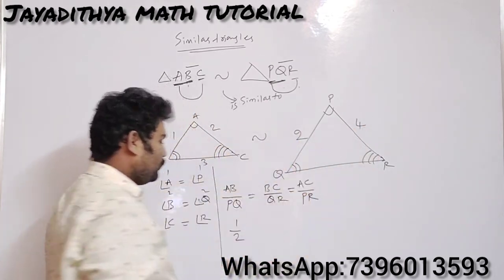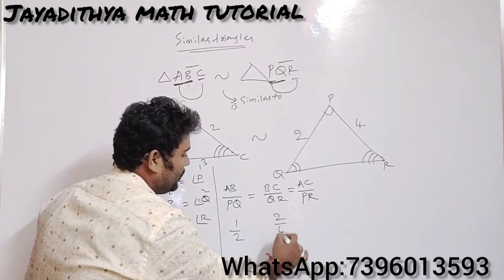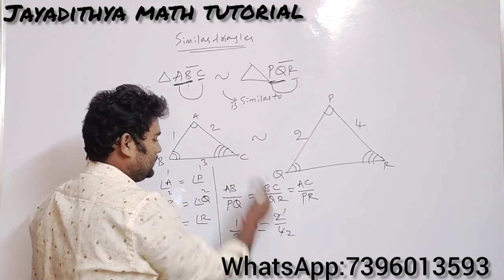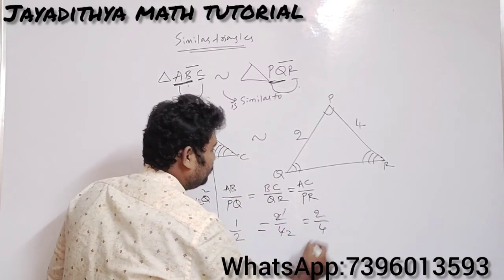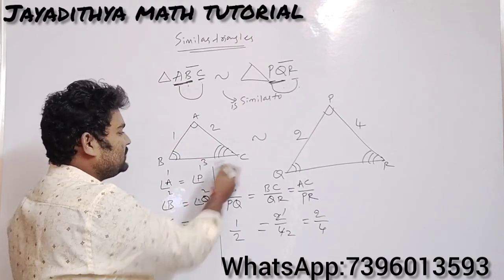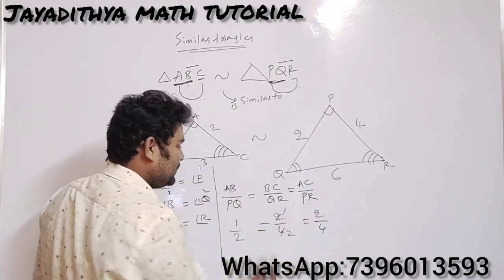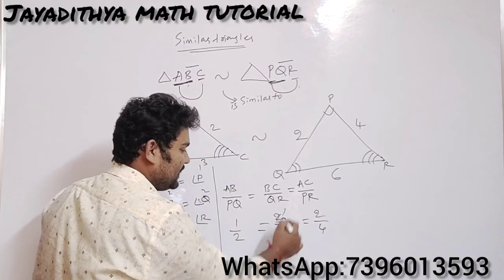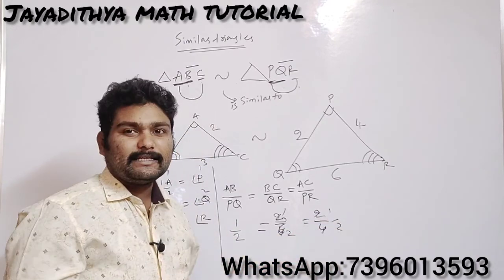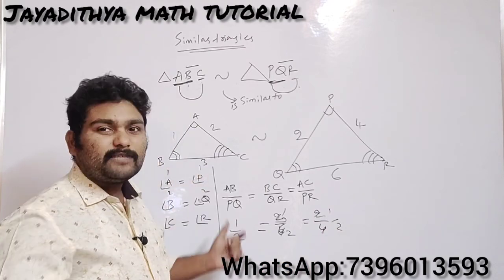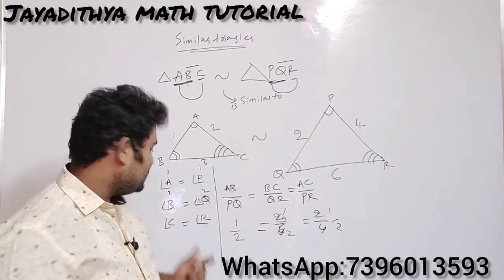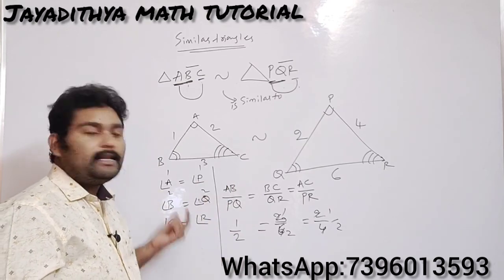Now, you see here 2 by 4 is again equal to 1 by 2. Now, this is AC, so AC by PR is also 2 by 4. If I take BC as 3, how much should it be? It must be 6. If it is 3 and 6, then the ratio will again be 1 by 2. So in all three cases the ratios are equal. So ratios of corresponding sides will be equal in similar triangles, and corresponding angles will be equal in similar triangles.